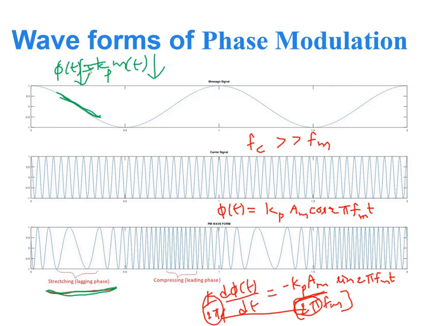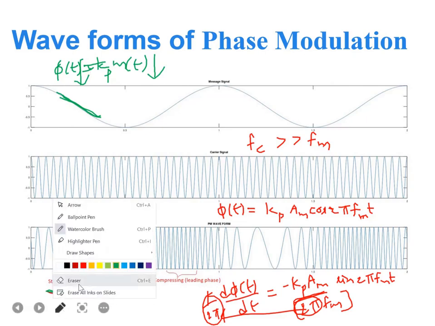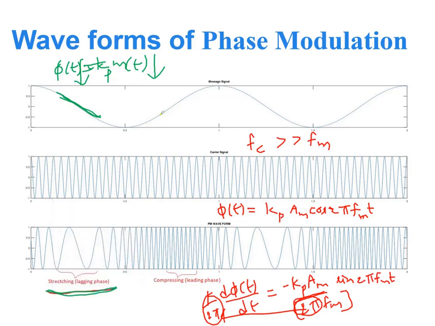Now if we take the other one, if you can observe here, what is happening to the phi t? It is kp times m of t. Whenever m of t is rising, obviously phi t will rise. That's why you can observe the corresponding lead in the phase. Whenever it is leading, obviously the waveform is more compressed. That's why whenever the message amplitude is going to get increased, you are having the leading phase. Whenever message amplitude is going to get decreased, you are having the lagging phase. This is about the waveforms of the phase modulation, how graphically you will be looking at them.